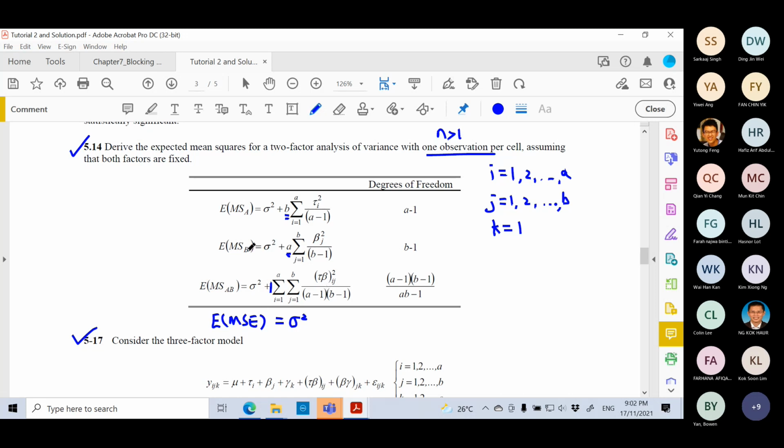Okay, and then under this expectation, we will also see that when you're testing the F test, MSA divided by MSE, you also can test the factor B. You also can test the factor AB.